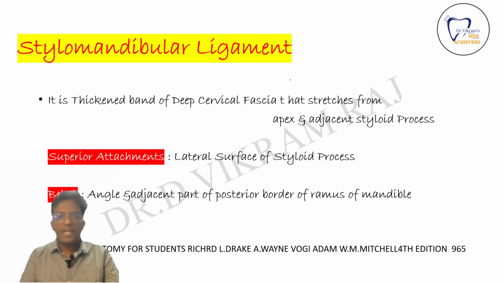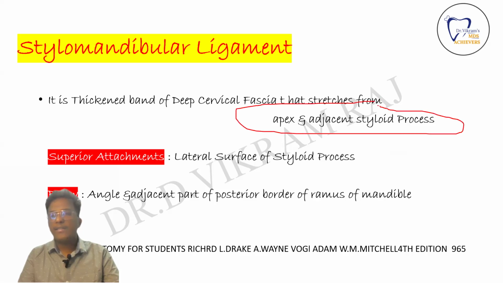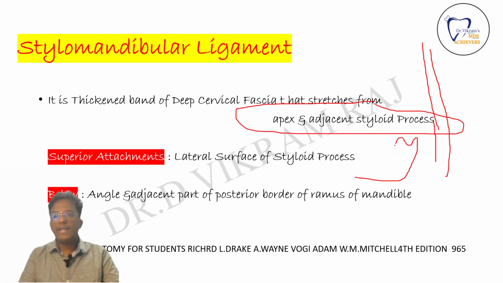And the stylomandibular ligament. It is a thickened band of deep cervical fascia that stretches from the apex and adjacent styloid process. Superiorly, it is attached to the lateral surface of the styloid process, and below it is attached to the angle and adjacent ramus of the mandible. That is, at the angle of the ramus of the mandible, it is attached.